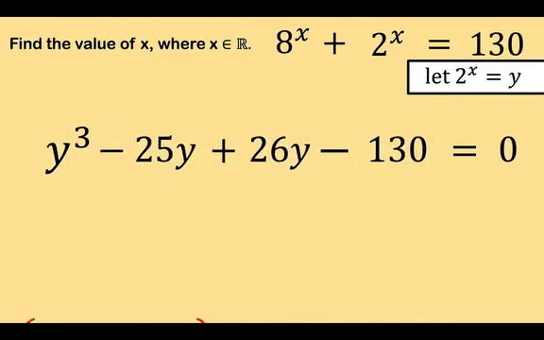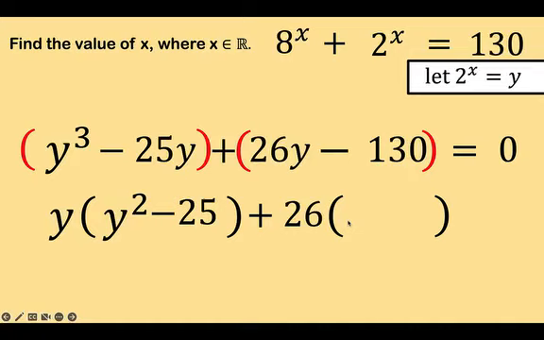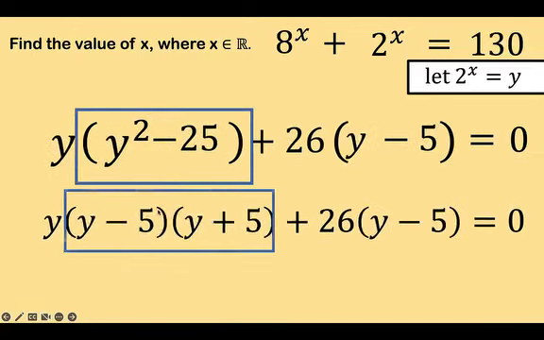Now, let's group together the first two terms and the last two terms this way. Notice that in the first group, there is a common variable y that we can factor out. So, y cubed divided by y is y squared, minus 25y divided by y is minus 25. Copy the plus sign and factor out the common factor 26. So 26y divided by 26 is 1y, or simply y. Negative 130 divided by 26 is negative 5. Copy the right side, equals 0. Notice that we have here a difference of two squares. So we can now factor this out as two factors, y minus 5 times y plus 5. All the rest are copied.